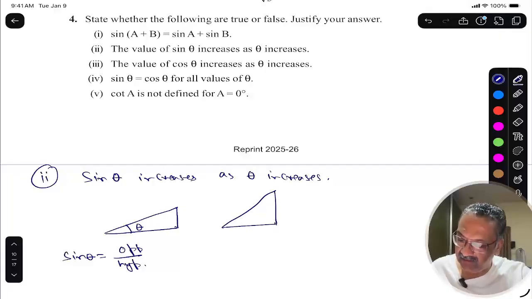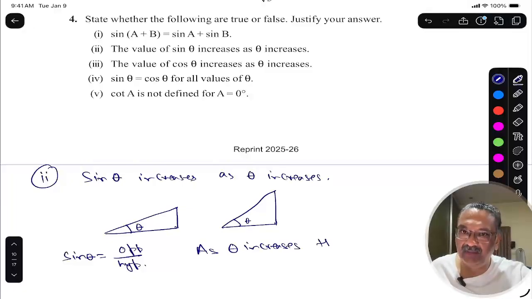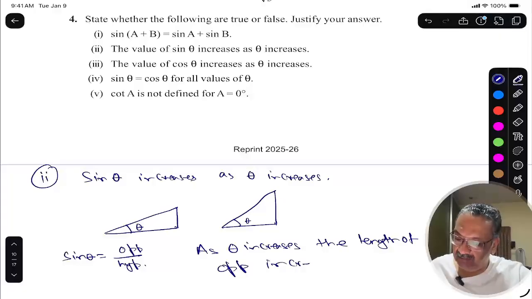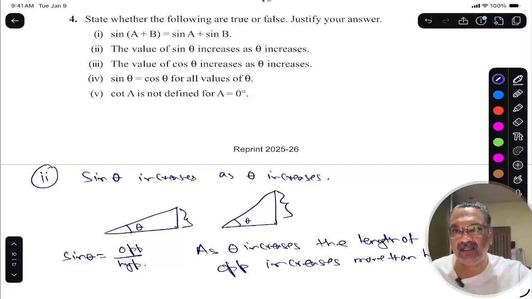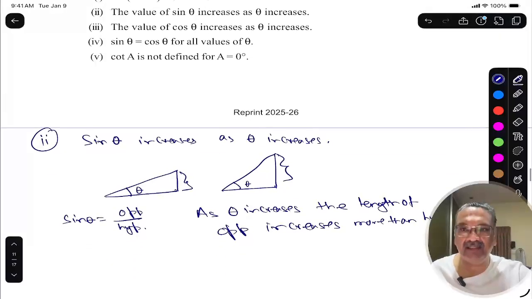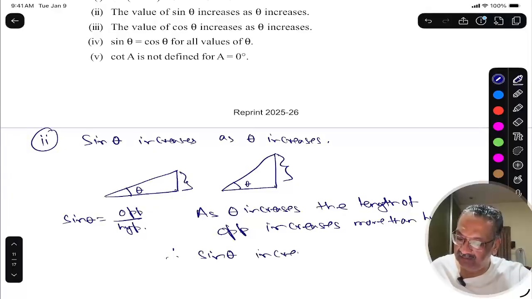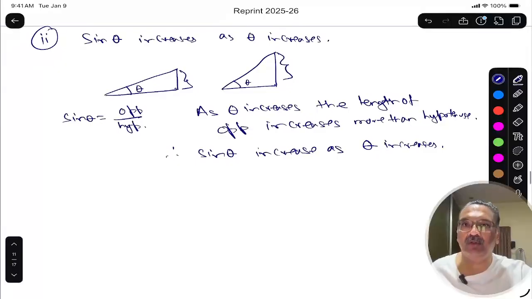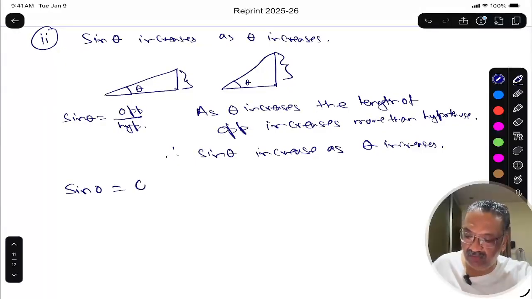Once theta increases, the length of the opposite increases more than the hypotenuse. Correct? The opposite side, the more theta increases, the more its length keeps increasing. So therefore we can say that sin theta increases as theta increases. Okay, further you can also show that sin 0 is equal to 0.